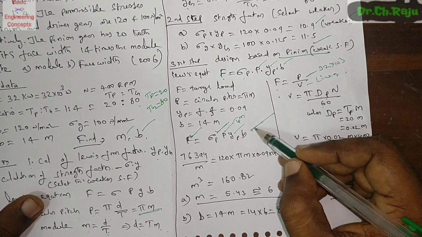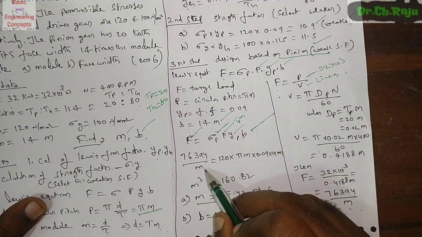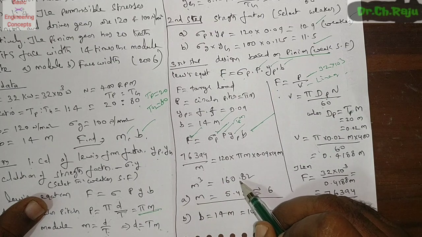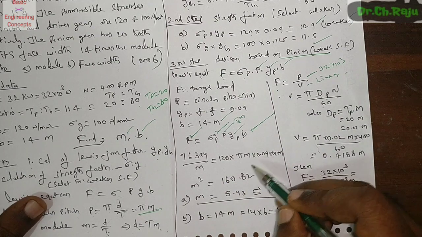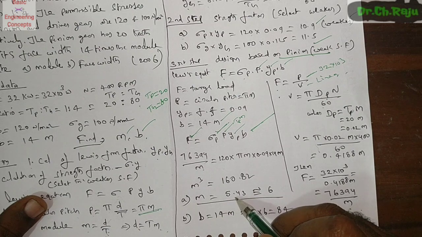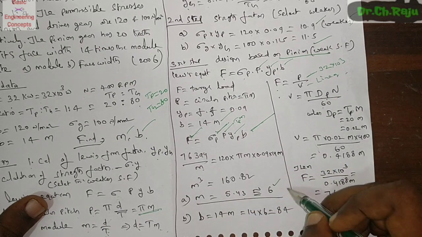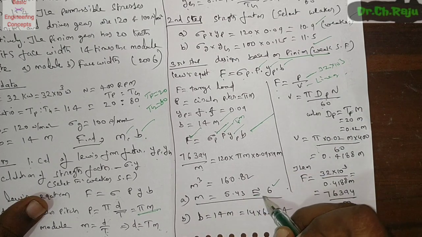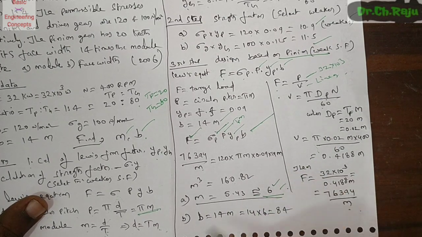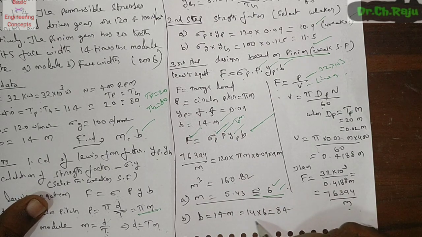The face width b is equal to 14 m. By using this, m cube is equal to 160.82. So m is equal to the cube root of 160.82, that is 5.43, so you can assume 6. Then the module 6 is taken, and the face width is calculated as b is equal to 14 times the module, that is 14 into 6 is equal to 84.